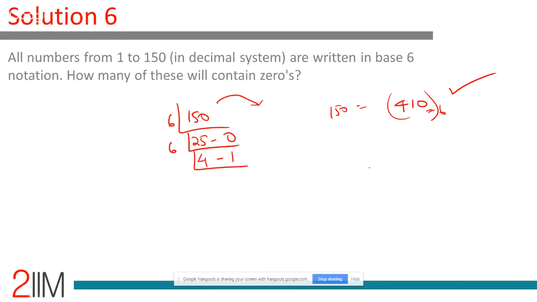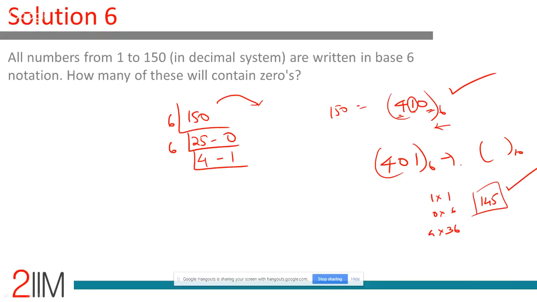So up from 1 to 150, we have only three digit numbers in base 6. We've already counted numbers where the last digit is zero. We cannot have this digit being zero, then it will be a two digit number. We'll have to think about scenarios where the middle digit is zero. Is that possible? Can we have a 401? What is 401 in base 6 in decimal? That's 1 into 1, 0 into 6, 4 into 36. 144 plus 1, 145. 145 should also get counted.